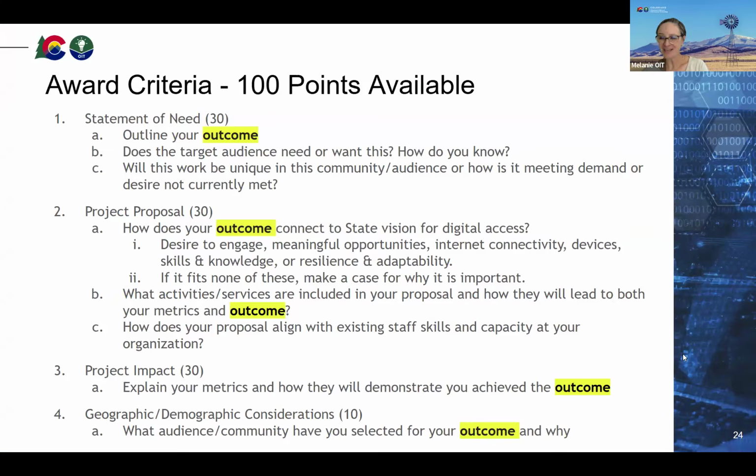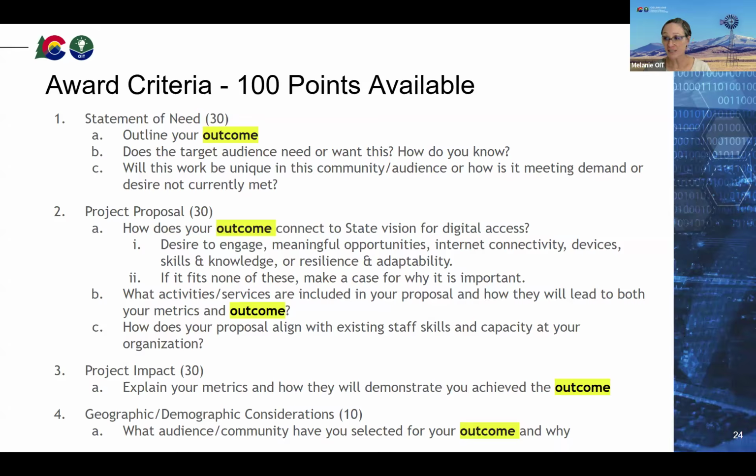Some of the questions that we asked in the previous purple slide earlier: does the target audience want or need this? How do you know? These are some of the things you could include in your application, project proposal, right? How does your outcome connect to that state vision for digital access? If you want to tell us where it lies in that framework of, we notice people aren't engaging, so this is how we're hoping to get them to engage.